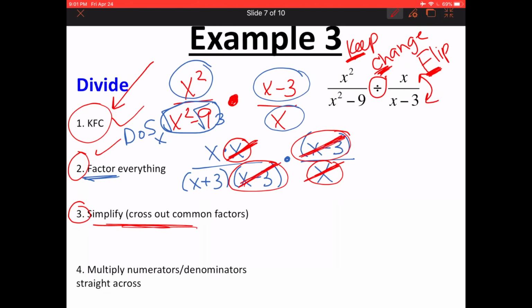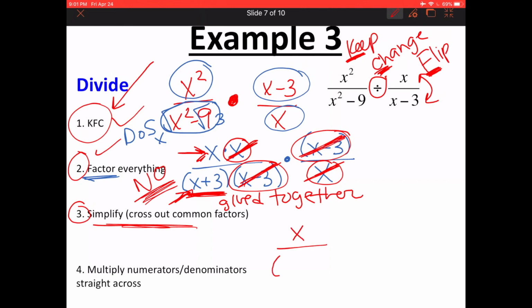Please, guys, this is so common. These cannot get crossed out, because remember, this x plus 3 is glued together. It cannot be separated. So you cannot cross out those x's, so you are all done. And your final answer would be x over x plus 3. There's nothing else that you can do there.